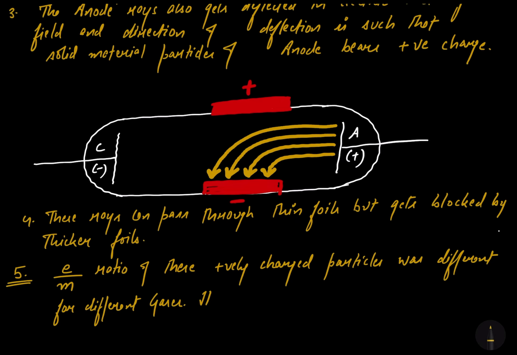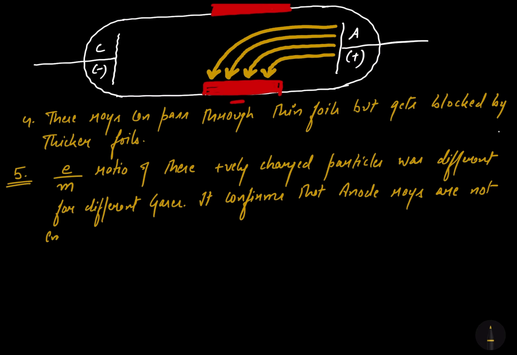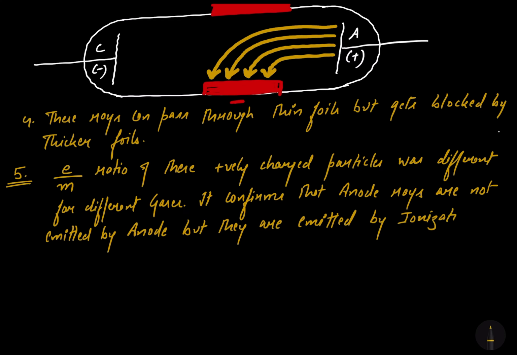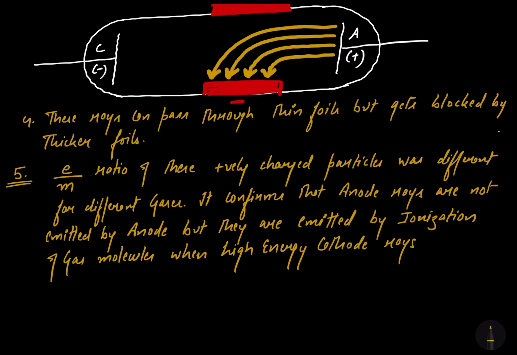It confirms that. What does it confirm? It confirms that anode rays are not emitted by the anode, but they are emitted by ionization of gas molecules when high energy cathode rays strike them.